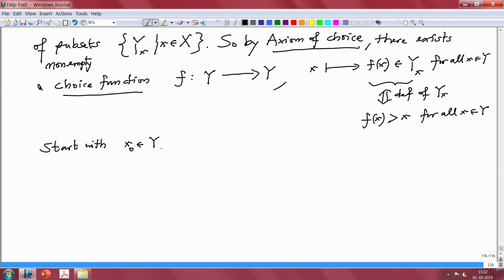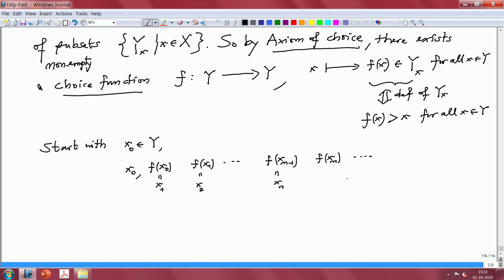And now how do I write a sequence? Starting with x naught, the next term is f of x naught, that we call x1. Next term is f of x1, that we call x2, and so on. Arbitrary term is xn, that is f of xn minus 1, and then f of xn, and so on, go on like that.